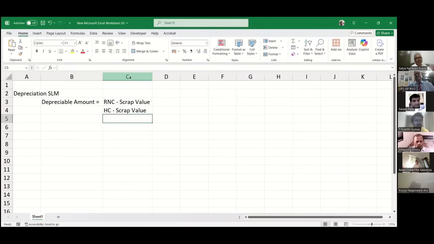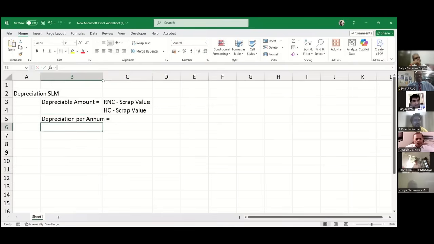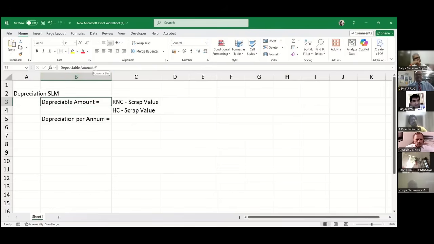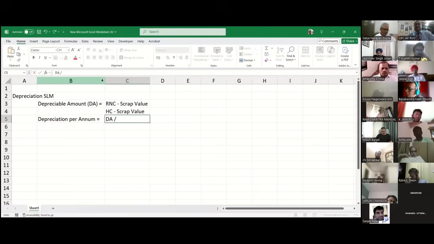Okay. Friend, these are the basic fundamentals. For any asset class, these fundamentals should be on your fingertips. Yes, please continue. Depreciation per annum or per year is equal to the depreciable amount divided by life.